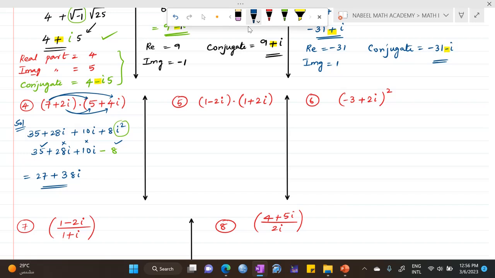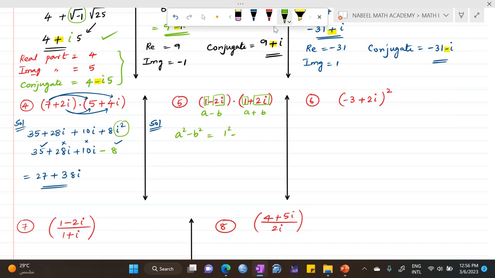Now the next one, we have the same thing, but we can use the formula here. What is the formula we can use? This is a minus b, this is a plus b. You can apply the rule only if you have the same term, otherwise you have to go with the FOIL method. Take one term and multiply with both. So this rule is nothing but a square minus b square.